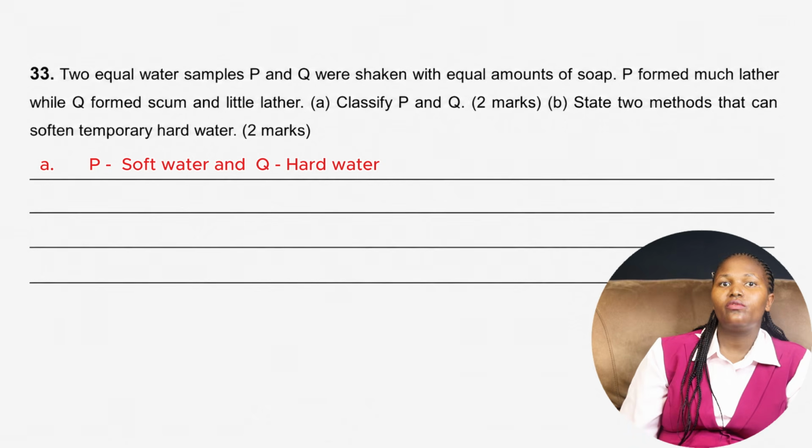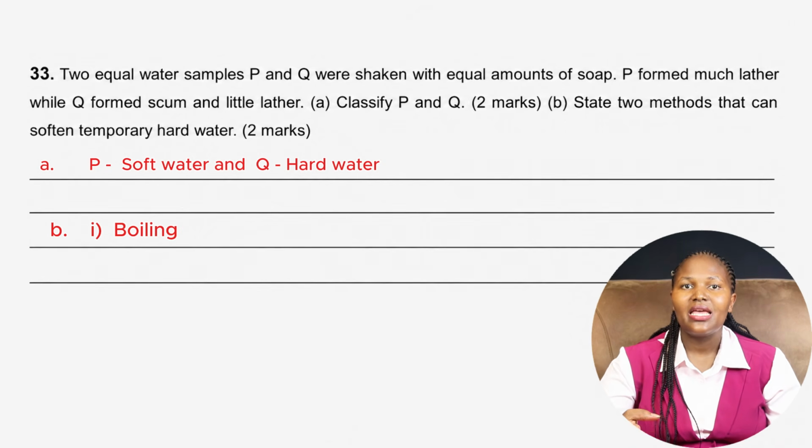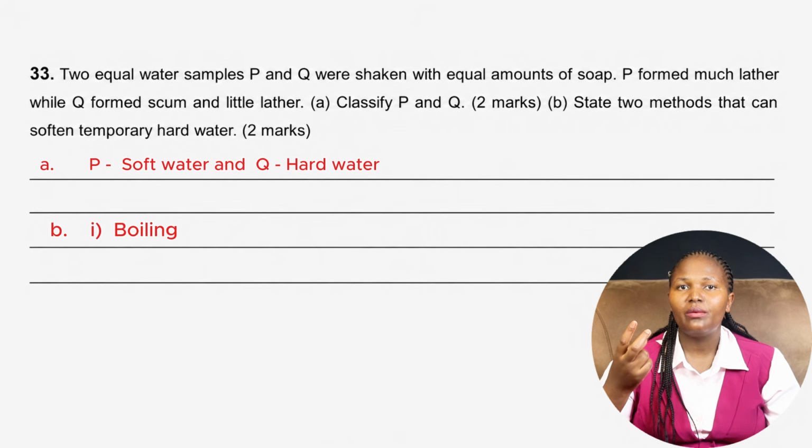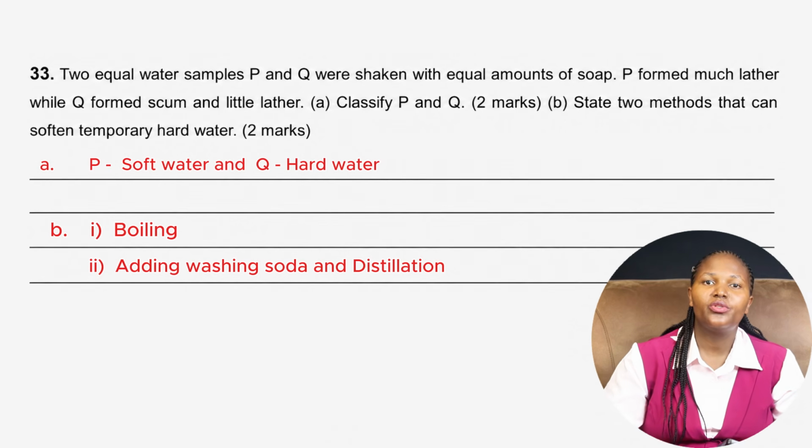And then how can we soften it? We can soften it by boiling for temporary hard water, and then we can also soften by adding washing soda or distillation. Any of the 2 is going to be accepted: boiling, adding washing soda, or distillation. All those are correct options.